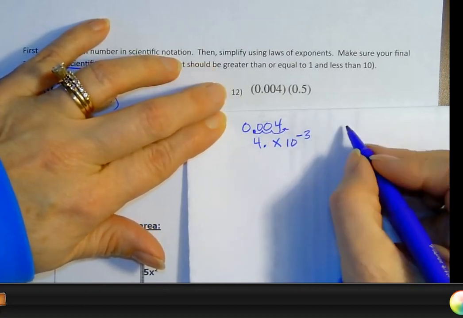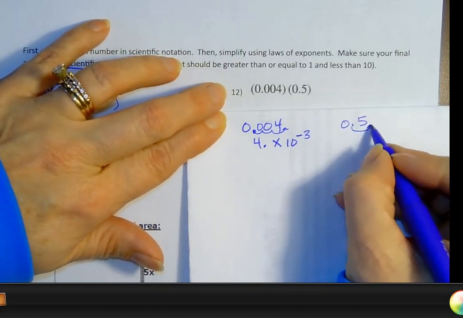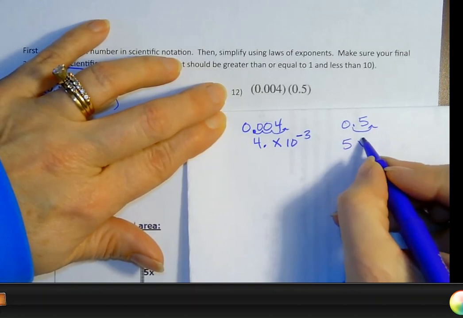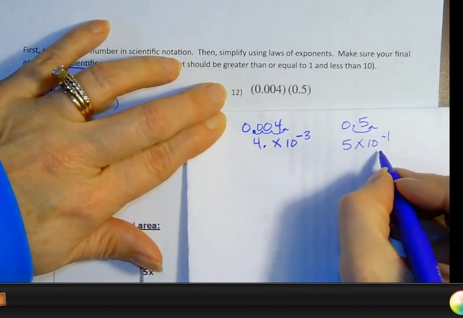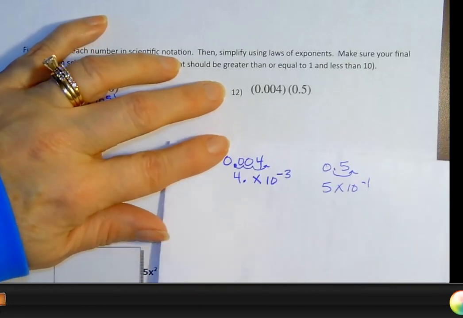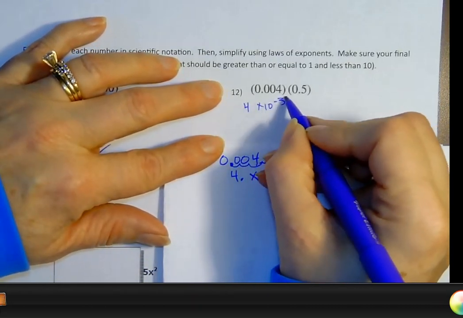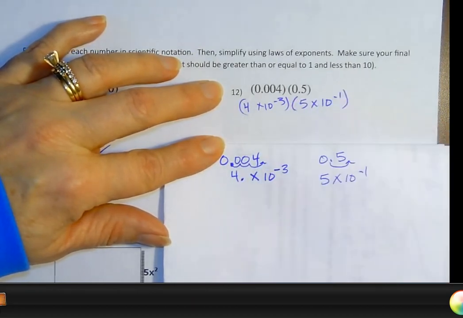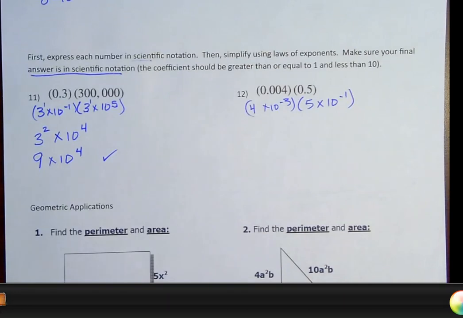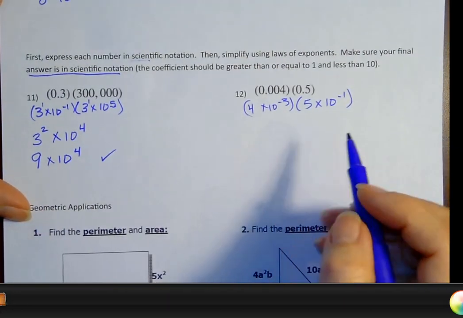Okay, now I have 0.5 that I need to write in scientific notation, so whoomp, move that guy over. It's going to be 5 times 10 to the -1. Okay, those are my two numbers in scientific notation, so let's put them up here. I have 4 times 10 to the -3 times 5 times 10 to the -1. And now I get to use my product rules, my laws of exponents.